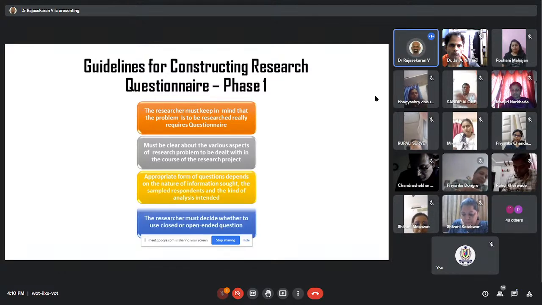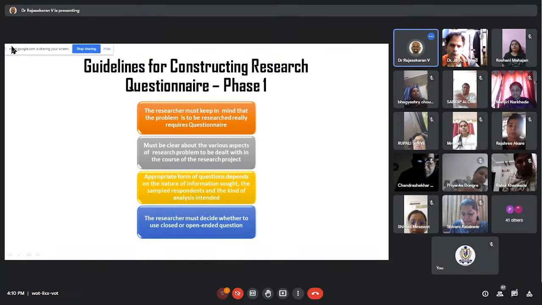The next one, I already told you this. You have to decide whether to use closed or open-ended questions based on the nature of the research and the approach which you are following, whether it is quantitative or qualitative.